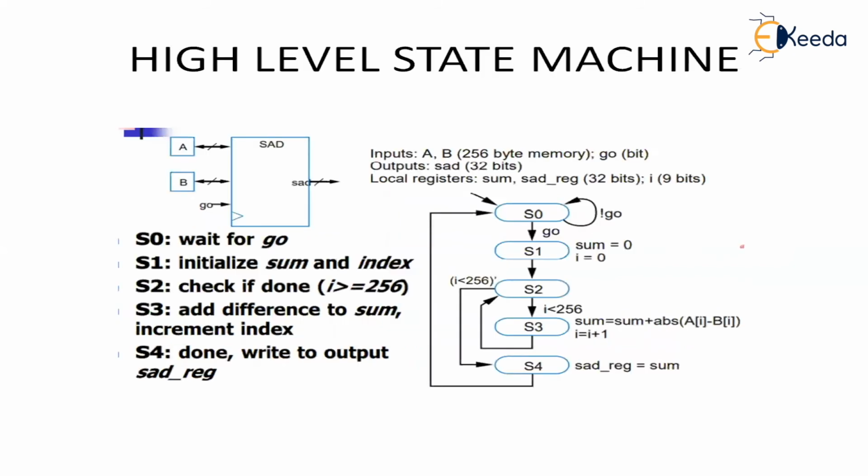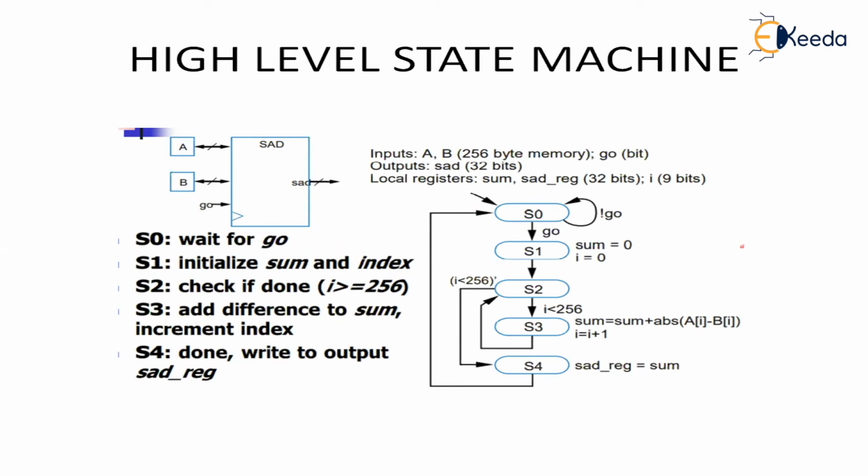So we must know how to find the high level state machine of this SAD. What is this SAD? A and B are your inputs, and a go signal comes. The difference is found by subtracting A and B. After that, I have to add it with the previous frame, store that value, and send it to the output. Now, what inputs do I need? Inputs are A and B, which are 256 byte memories. Another bit is the go bit, which is also an input. What is your output? The only output is the sum.